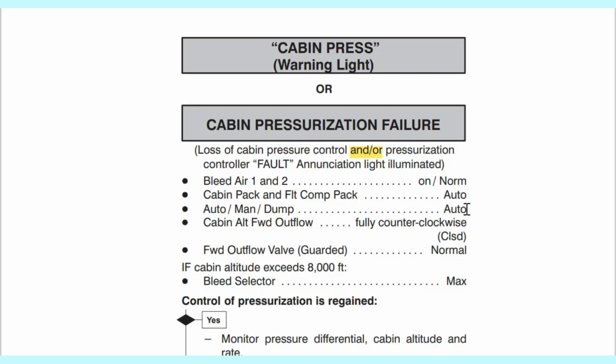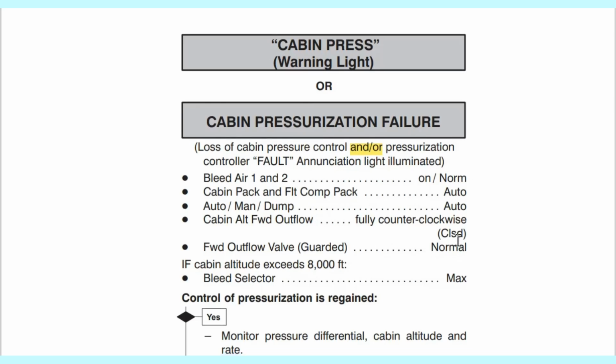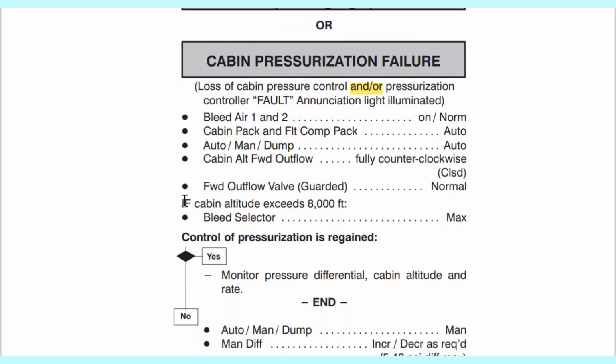So when all these things are satisfied, you look at the cabin altitude. Has it exceeded 8,000 feet? Maybe yes, it has. So let's try and put the bleed selector to max. Now you've done all these things. You haven't even thought of descending, but you've done all these things. You've checked that everything looks the way it should be. Then the question the QRH is asking you is, is the pressurization regained? Yes, it has. If it is, no problem. We monitor the differential, cabin altitude and rate, and you end.